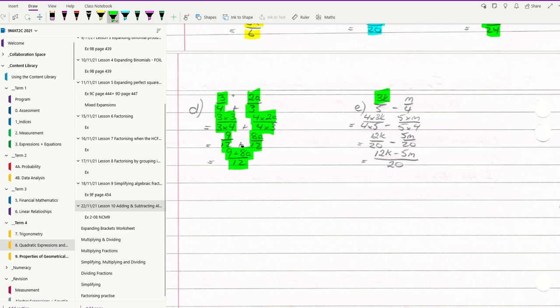Again, our last example, we've got 3k on 5 minus m on 4. So 4 times 3k divided by 4 times 5, minus 5 times m divided by 5 times 4, gives us 12k on 20 minus 5m on 20. So we look at this all over 20, and we end up with 12k minus 5m on 20.